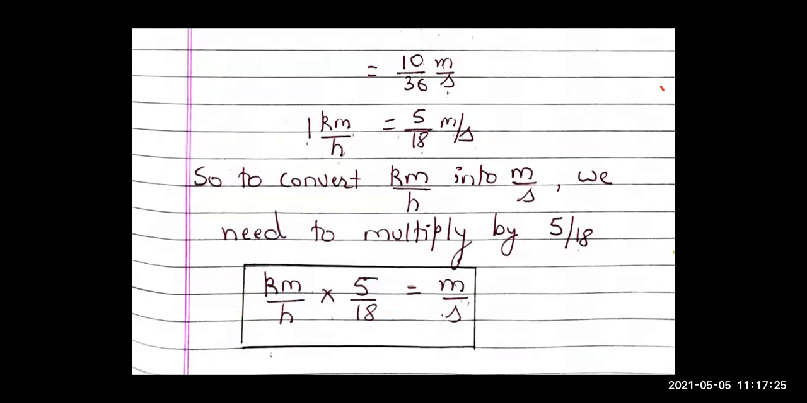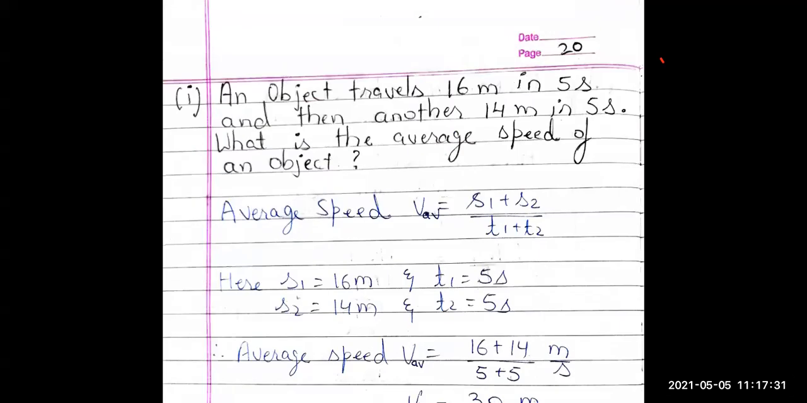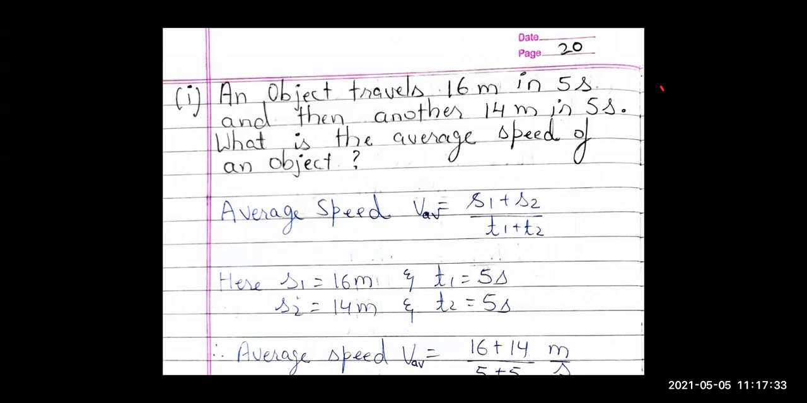Okay, now let's proceed towards a numerical based on speed. Let's read the question first. The question says that a body travels 16 meter in 5 seconds. So what is the 16 meter? 16 meter is the distance, right? Distance is denoted by S, and 5 seconds is the time, right? Then another 14 meters in 5 seconds. So again we are having distance and time. So let us denote the previous distance by S1, previous time by T1, and this distance by S2 and this time by T2. Then what is the average speed of the object?